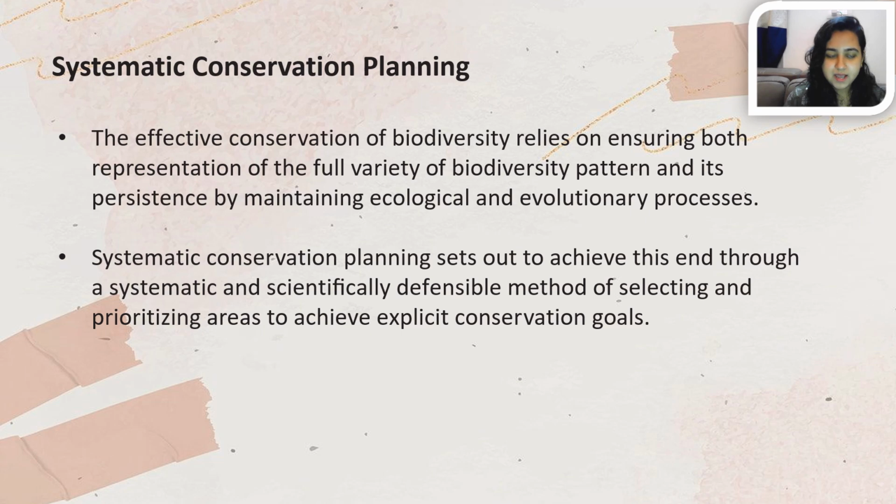Systematic conservation planning. The effective conservation of biodiversity relies on ensuring both representation of the full variety of biodiversity pattern and its persistence by maintaining ecological and evolutionary processes. Systematic conservation planning sets out to achieve this end through a systematic and scientifically defensible method of selecting and prioritizing areas to achieve explicit conservation goals.